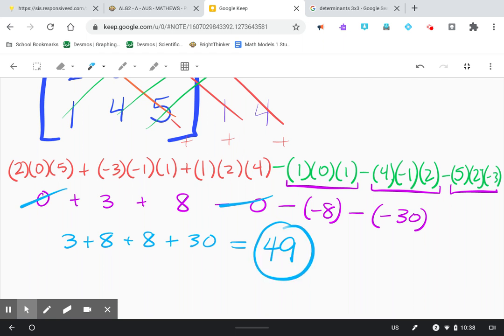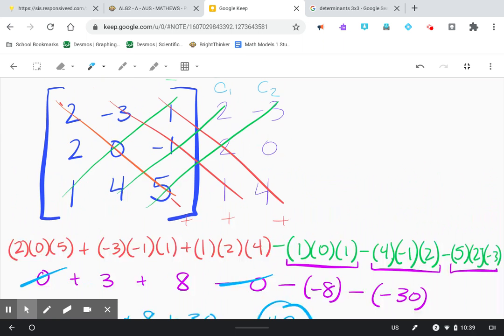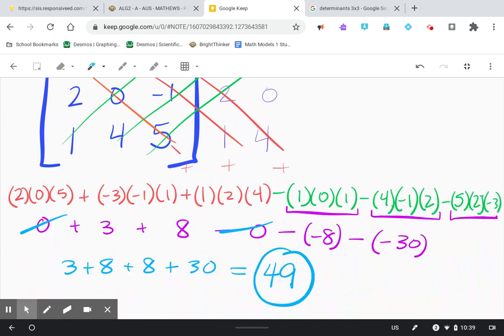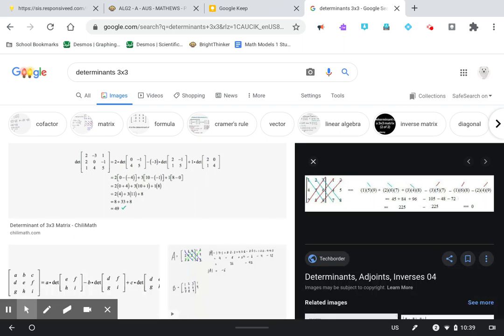Again, you can use a calculator there. And so that is the determinant of this 3 by 3 matrix. I'm going to post a couple of other examples of how to do that on the lecture notes so you can see some more examples. You can also just Google determinant 3 by 3 and find all sorts of examples of that.